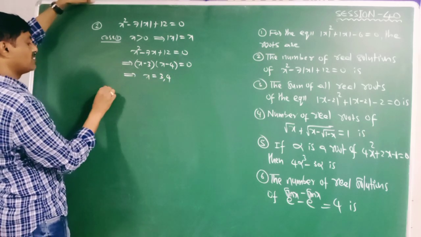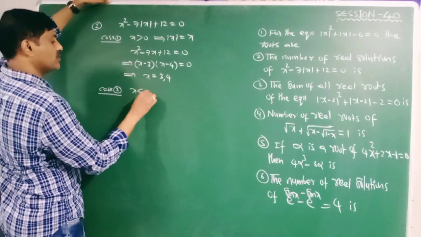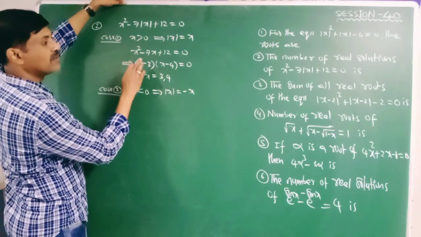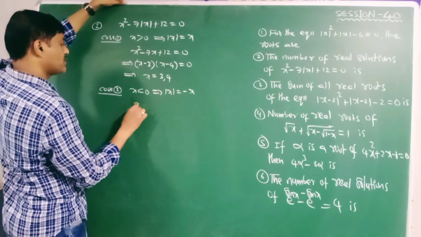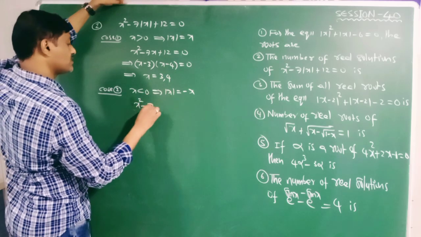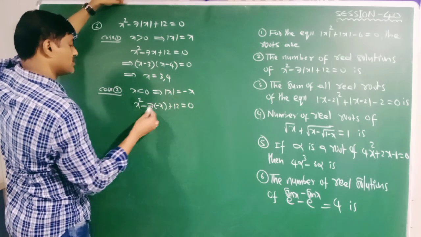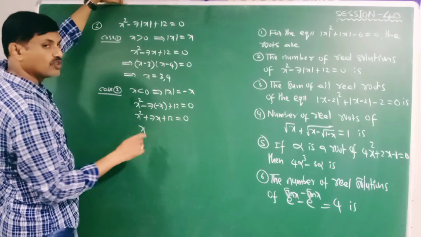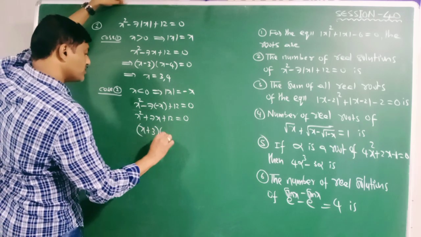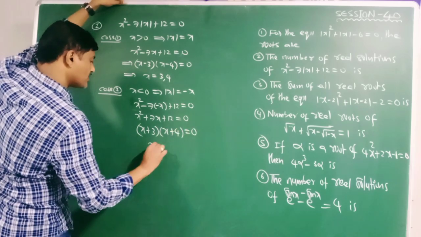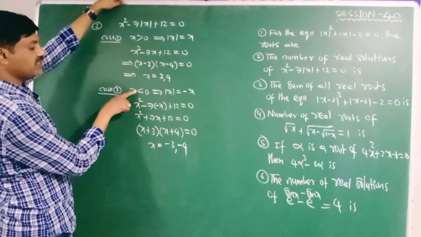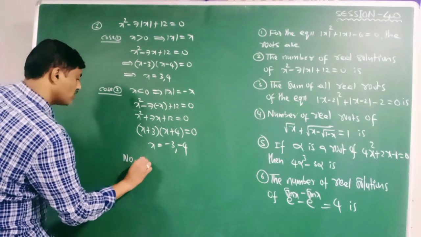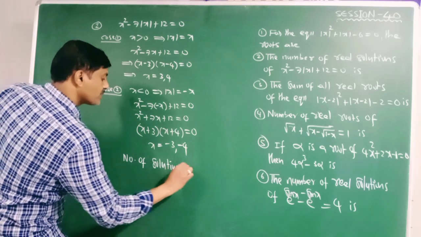Now come to case 2, x negative, mod x will become minus x. Now our equation will become minus x whole square, that is x square, minus 7 into minus x, that is plus 7x, plus 12 is equal to 0. This is x square plus 7x plus 12 is equal to 0. Here factors are 3 4s are 12, 3 plus 4 is 7, x plus 3 into x plus 4 is equal to 0, x is equal to minus 3 comma minus 4. Here x is negative, roots also negative. In this case we got 2, here we got 2, therefore number of solutions is equal to 4.